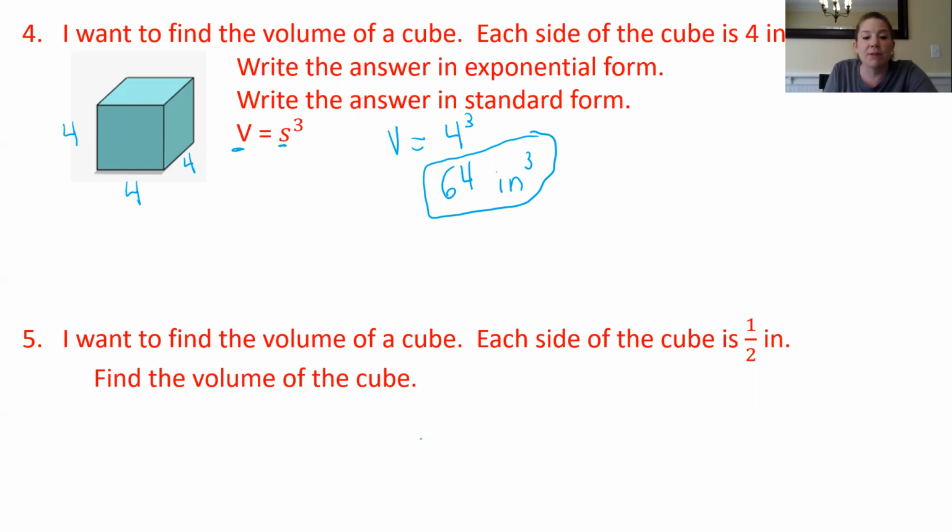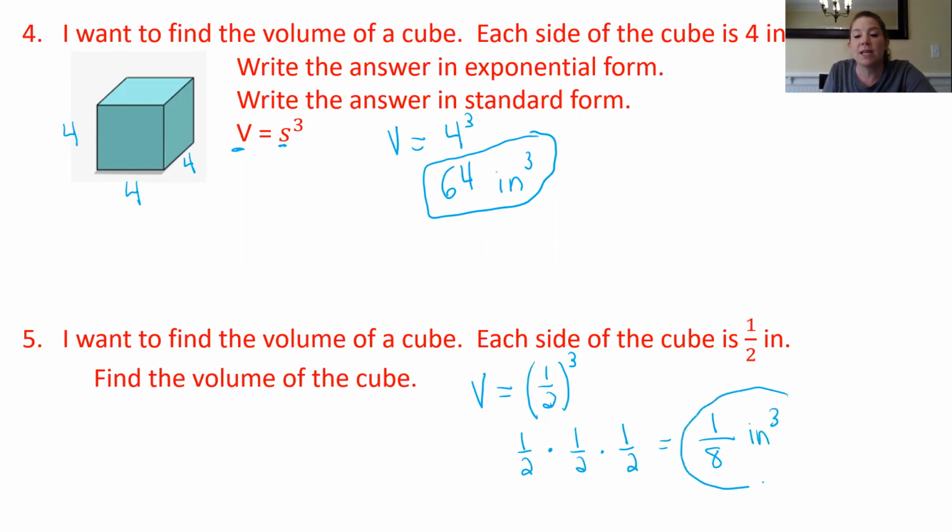I want to find the volume of a cube. Each side of the cube is 1/2 inches. Find the volume of the cube. So the volume is the side length cubed. So that's the exponential answer. Or if I'm going to write it in standard form, I'm going to say 1/2 times 1/2 times 1/2. Well, 1 times 1 times 1 is 1. 2 times 2 times 2 is 8. And inches times inches times inches is inches cubed, or cubic inches. So that's how you do those two problems.